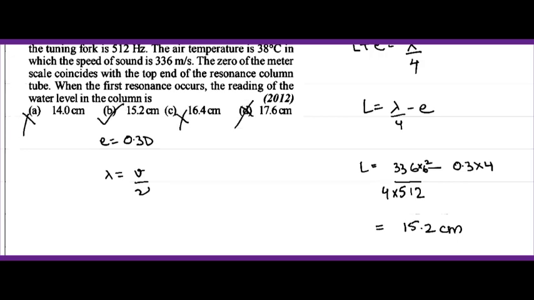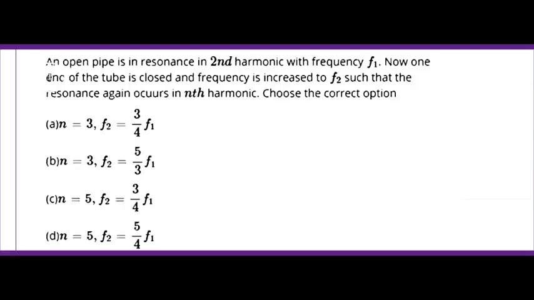Hello students, today our question is: an open pipe is in resonance in second harmonic with frequency f1. Now one end of the tube is closed and the frequency is increased to f2 such that resonance again occurs in nth harmonic.